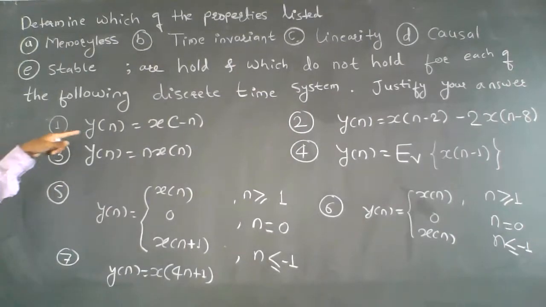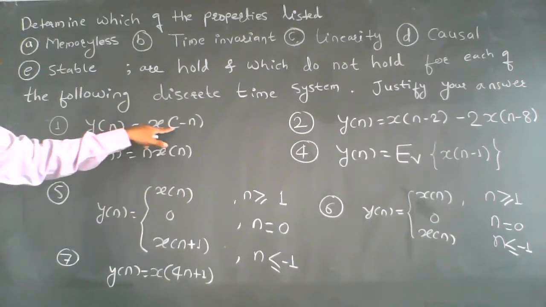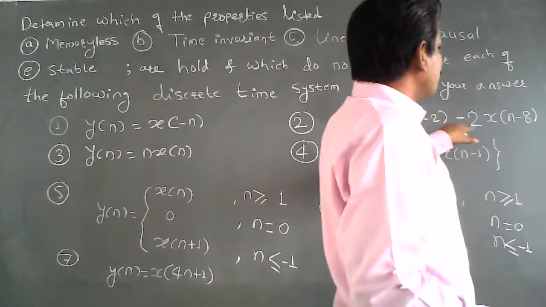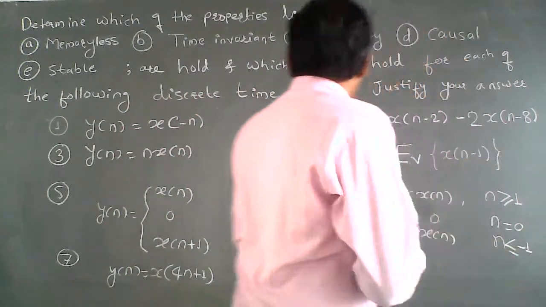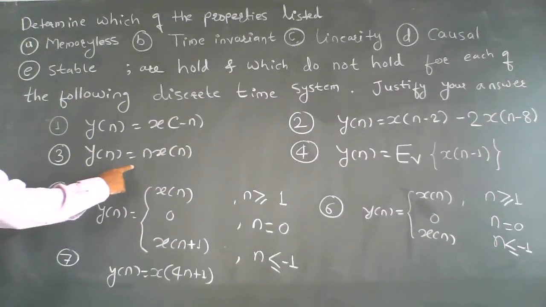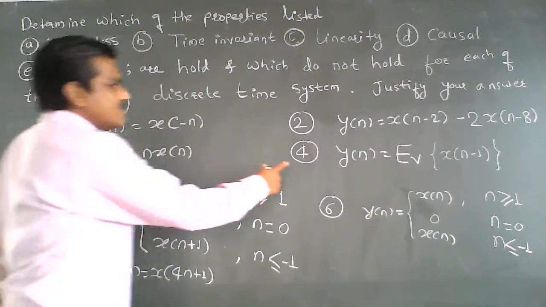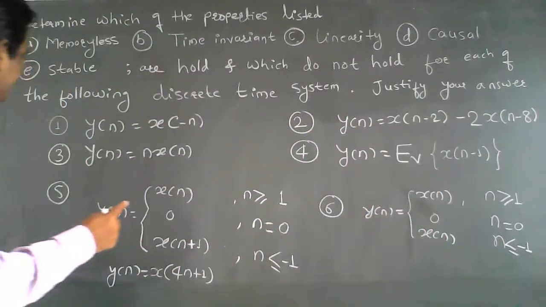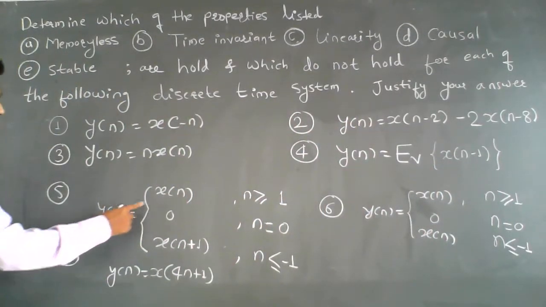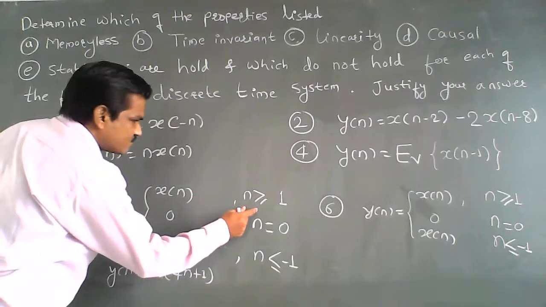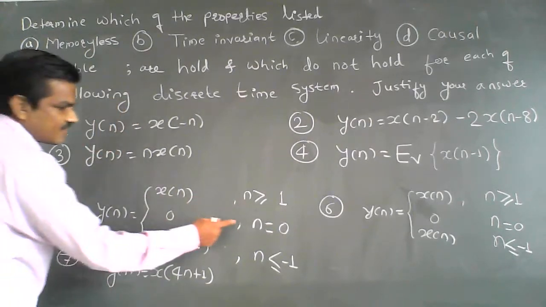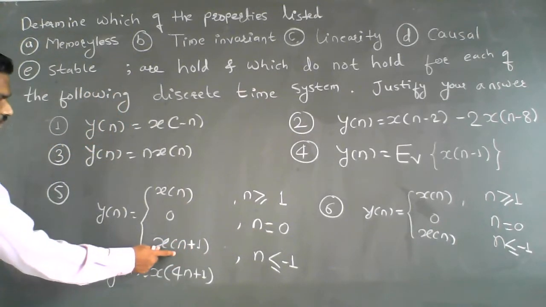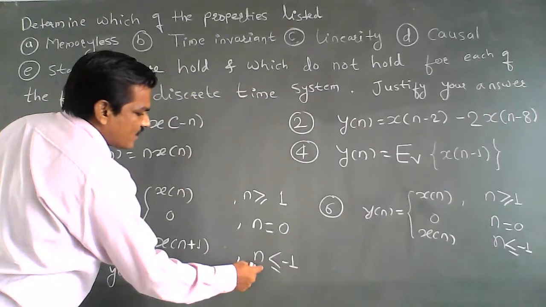y of n is equal to x of minus n. y of n is equal to x of n minus 2 times x of n minus 8. y of n is equal to n x of n. y of n is equal to e to the power x of n minus 1. Then the fifth one is y of n is equal to x of n for n greater than or equal to 1, which is equal to 0 for n equal to 0, which is equal to x of n plus 1 for n less than or equal to minus 1.